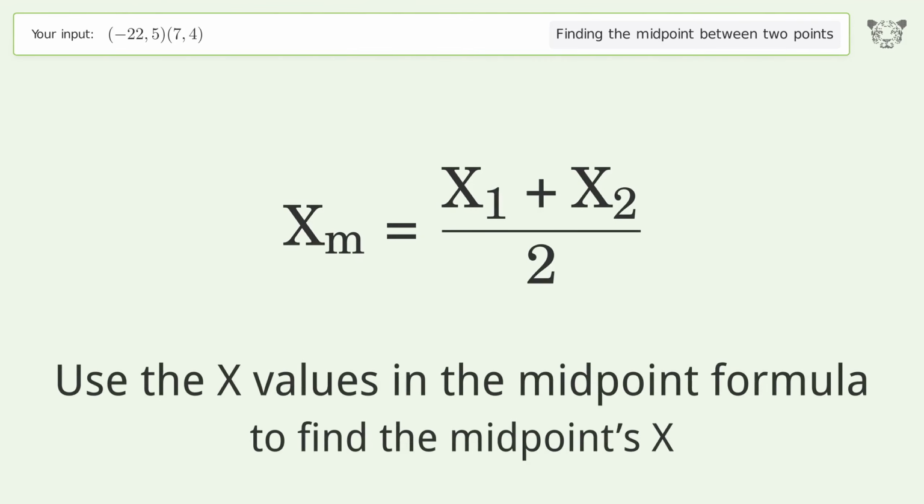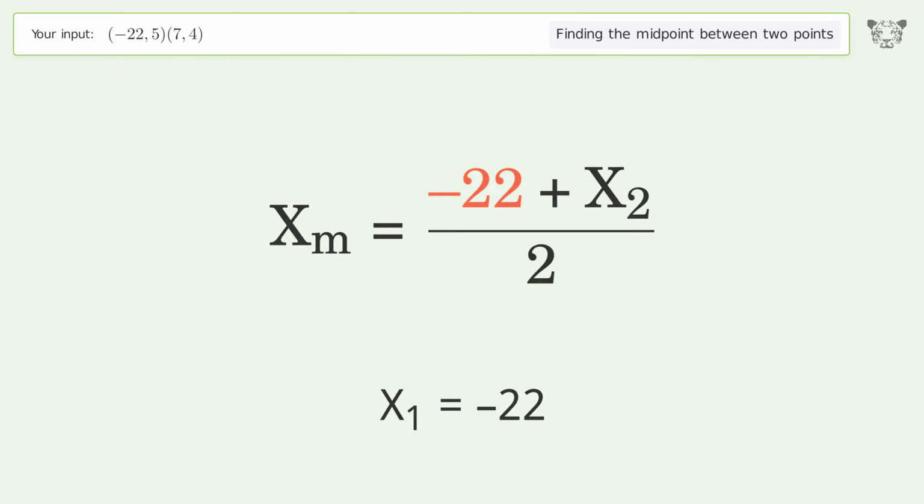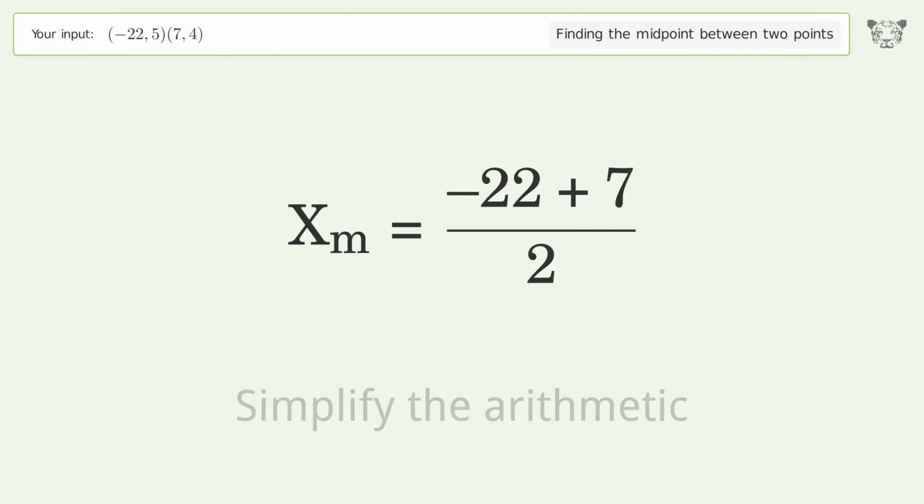Use the x values in the midpoint formula to find the midpoints x. x1 equals negative 22. x2 equals 7. Simplify the arithmetic.